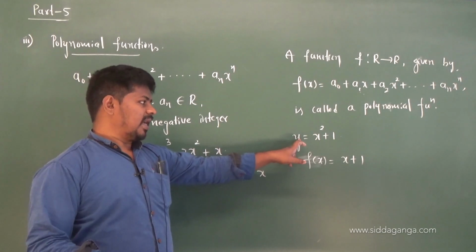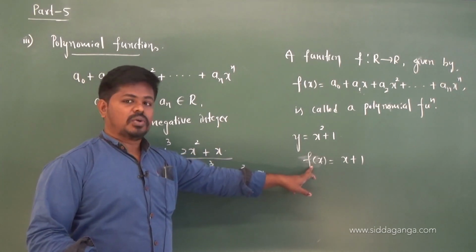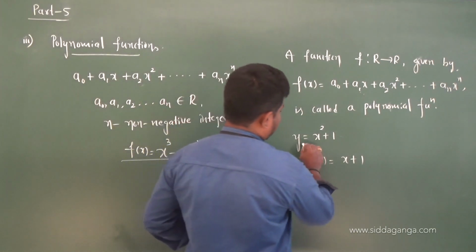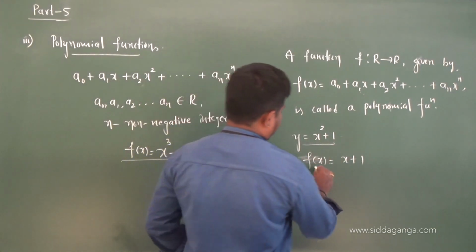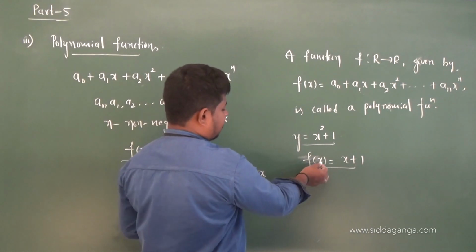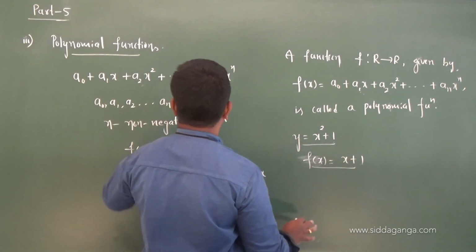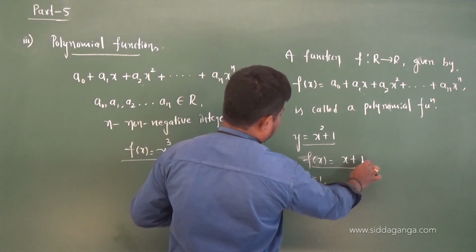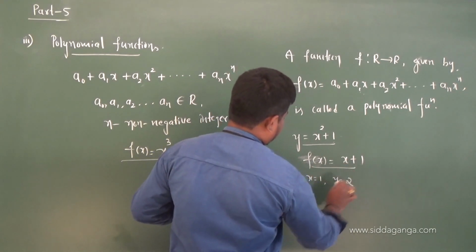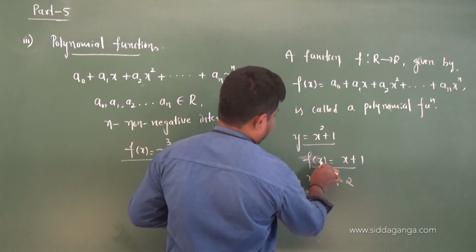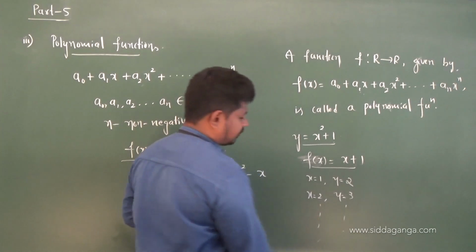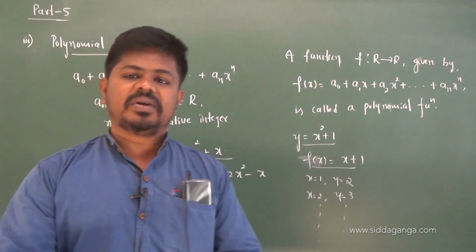Okay, because we are all familiar with polynomials. So then you write y is equal to or f of x is equal to. Okay, in this example, see, x is the domain value, x plus 1 becomes the range value. When x is 1, you get y is 1 plus 1, that is 2. When x is 2, 2 plus 1, so y is 3 and so on. Okay, depending upon the given polynomial.